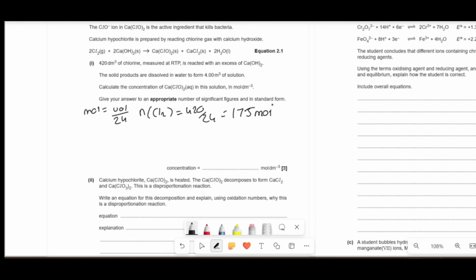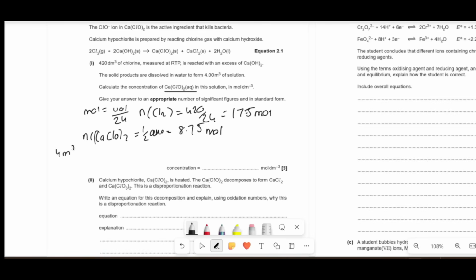Now, don't just blindly work out moles. Think about what you're actually going to do with them. So we've got our reaction equation here. That means that 17.5 moles of this will react to produce half of that. So the Ca(ClO)2 is going to equal half of that answer, which is going to be 8.75 moles, right?